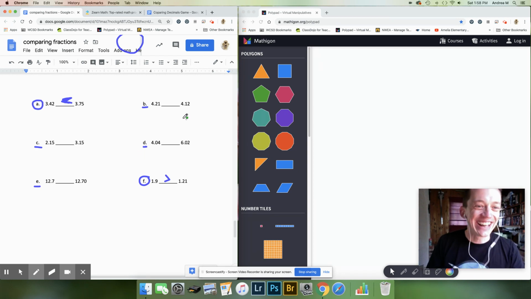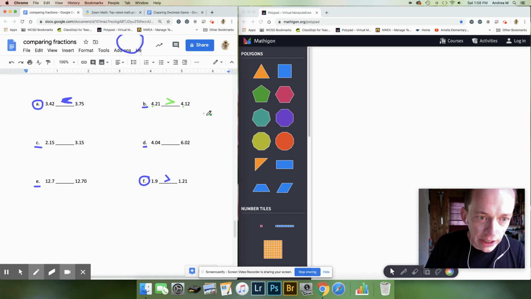Okay. All right. So let's look at B. We have 4 wholes. That's the same. Versus 21 hundredths, 2/10, 1 hundredth, 1/10, 2 hundredths. This one is greater than. Okay. Here we go. On C, we have 2 and 15 hundredths versus 3 and 15 hundredths. Well, in this case, think of it as money, right? This is $2.15 versus $3.15. We have 2 wholes, 3 wholes. This is larger right here, okay?